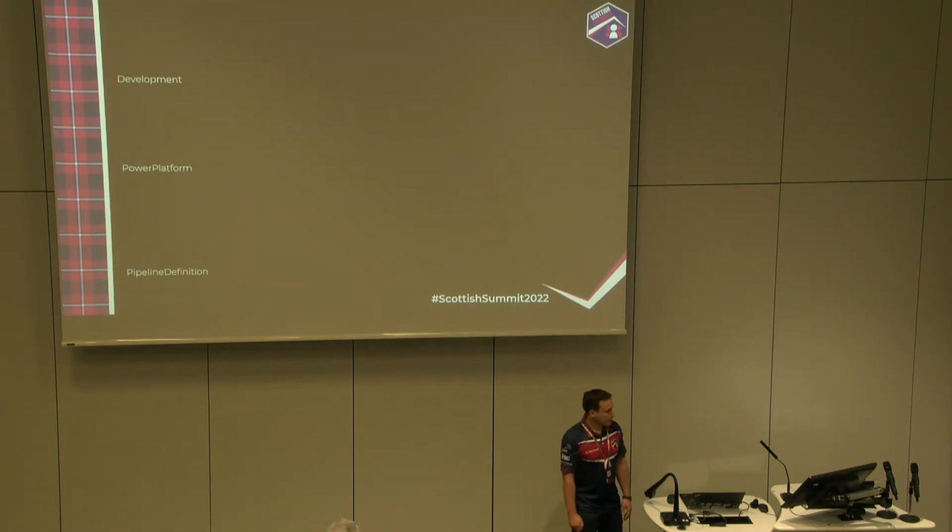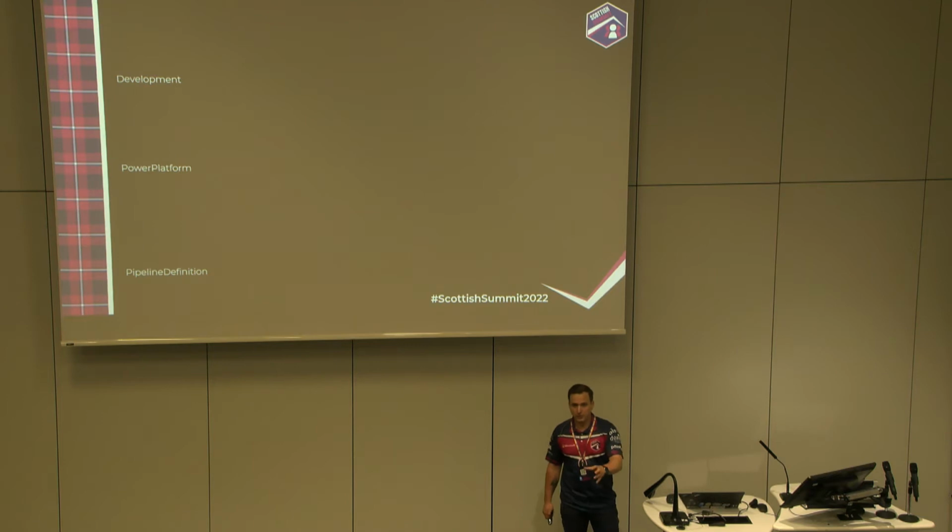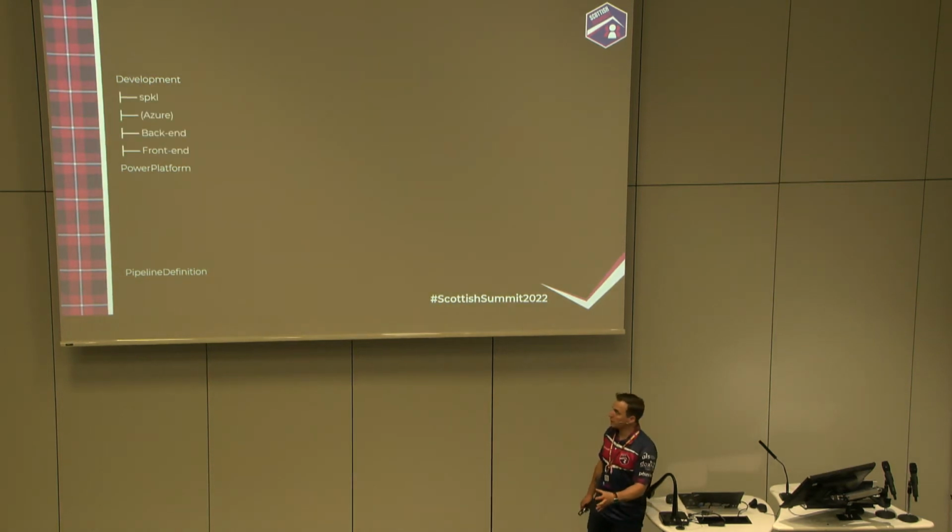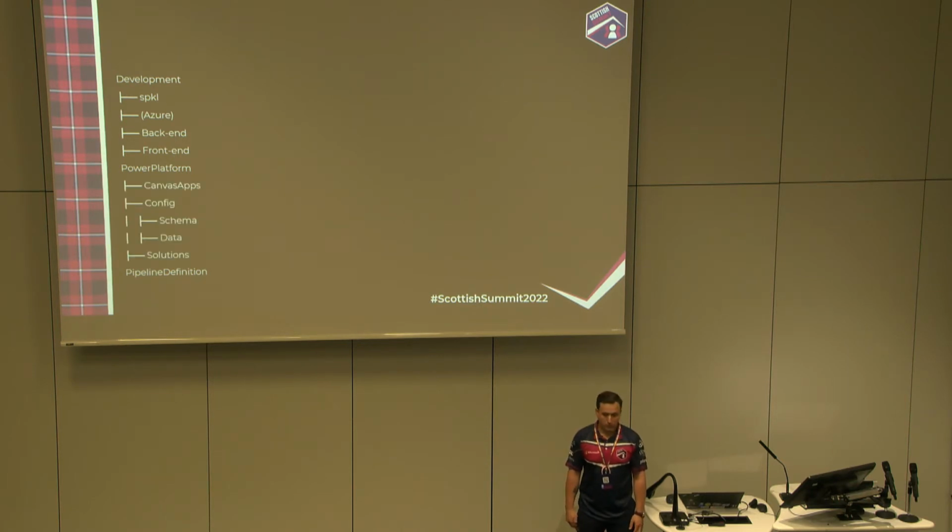So the folders we usually have, in the root folder, are a development folder, a Power Platform folder, and a pipeline definition folder. In those we have, for development, the Azure backend and frontend, containing the stuff therefore. We will look at that in detail. And then in the Power Platform folder, we usually store Canvas apps, like the extracted MS app files or even the unpacked MS app files.